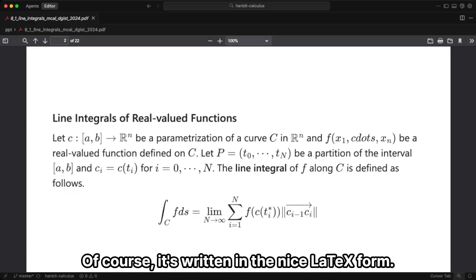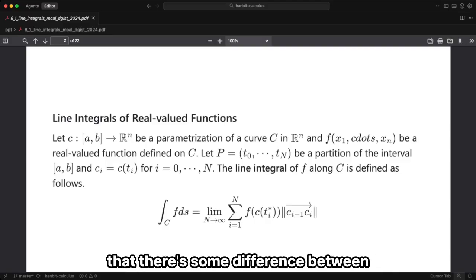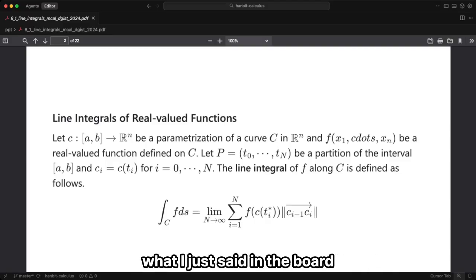Of course, it's written in nice LaTeX form, but you might also see some difference between this and what I said on the board in the previous classes. So what is line integration? There are two kinds of line integral.